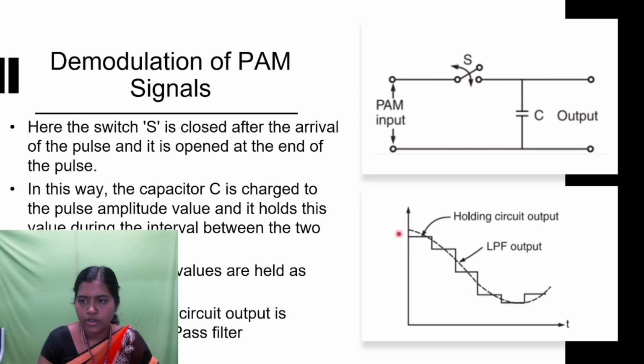So now, if you see, this is your low pass filter output. Initially, after your holding circuit, you should get this waveform. By using this low pass filter, we can smooth the signal, and thus you should get the original message signal. So after this holding circuit, the output is smoothened by use of this low pass filter.